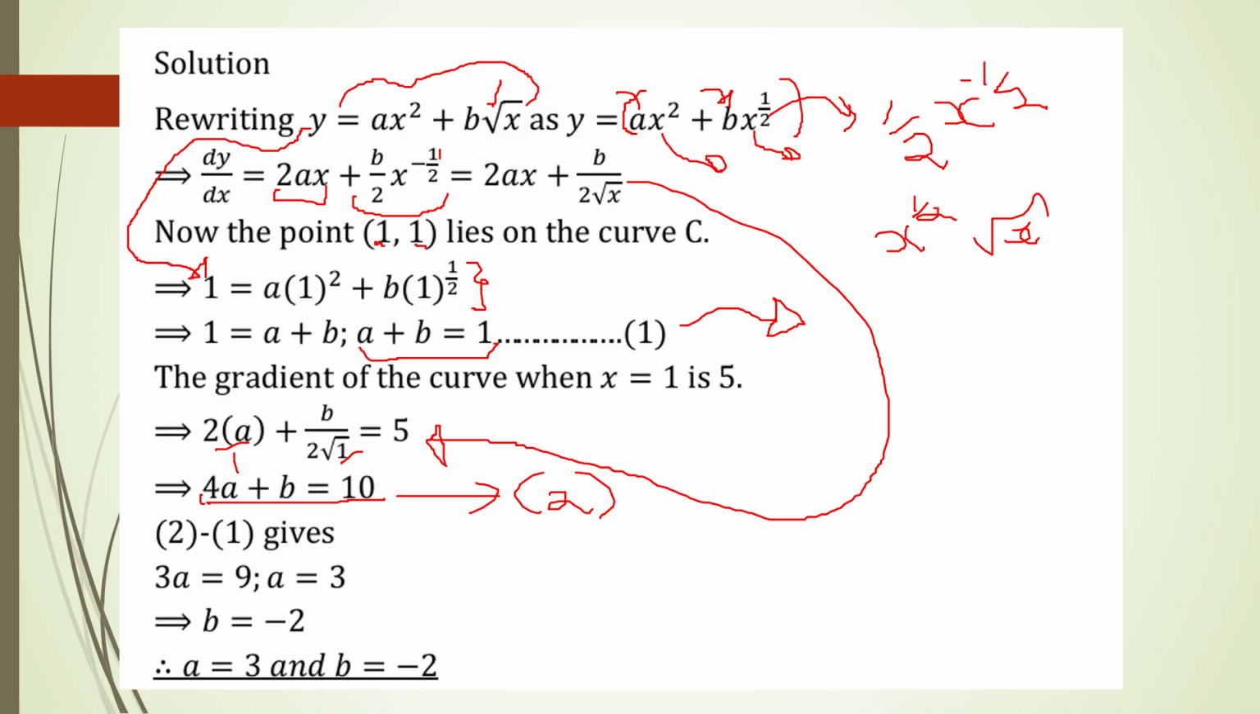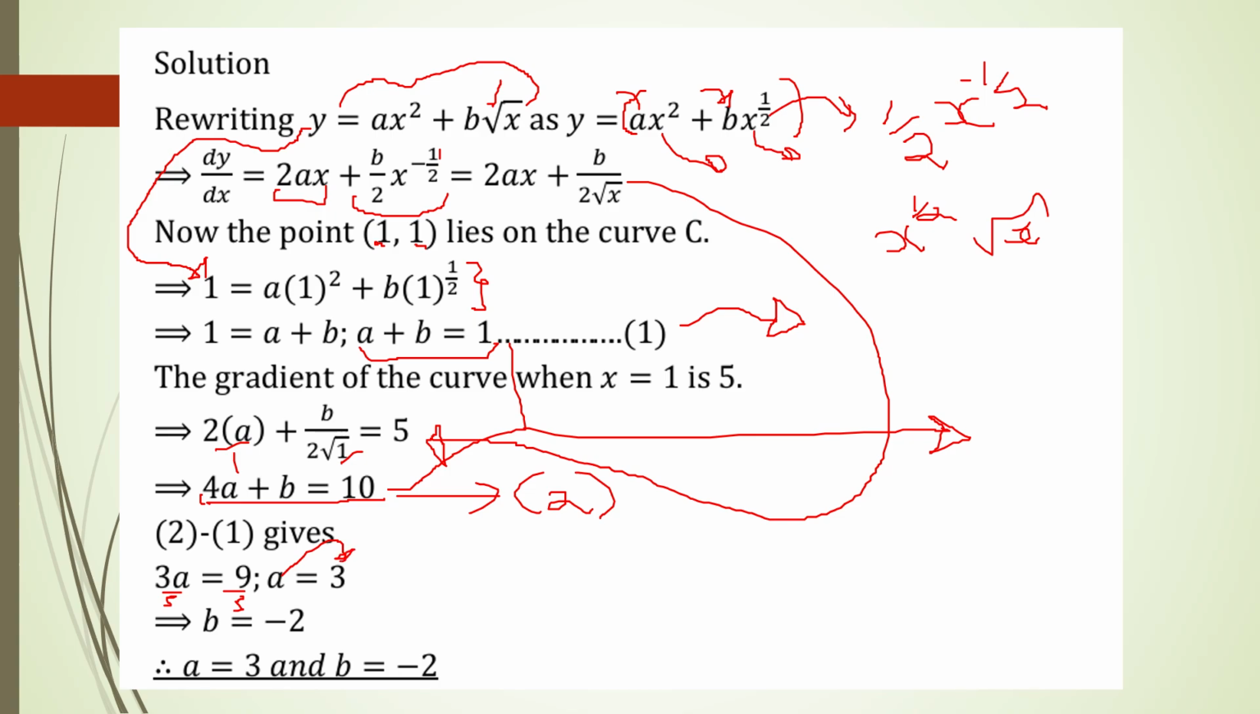Then we solve equation 1 and equation 2 simultaneously using the methods that we looked at under equations. So we are going to subtract 1 from 2, and if you do that, we are going to end up with 3a equal to 9. And if you make a the subject by dividing through by 3, you're going to end up with the value of a to be equal to positive 3.